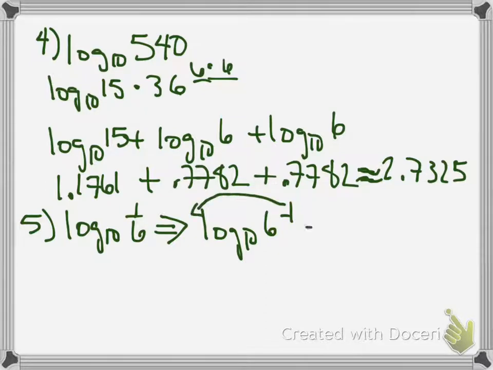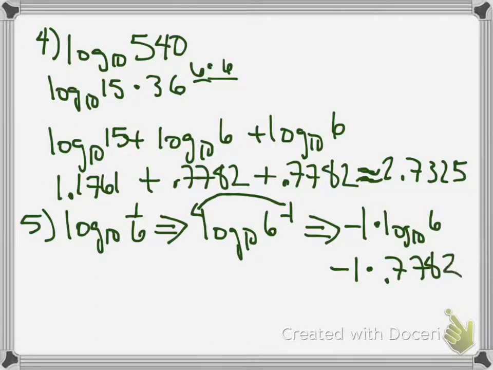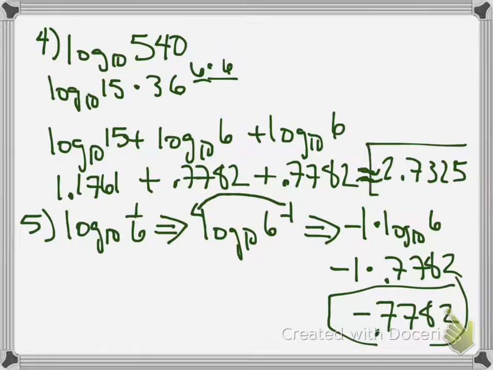bring this back to the front and say negative 1 times log base 10 of 6, and then I can plug in the number times 0.7782, and that gives me a final answer of negative 0.7782. And there we go with those answers. Simple, easy peasy. I know I'm doing so much to help you. I know y'all will do so well.